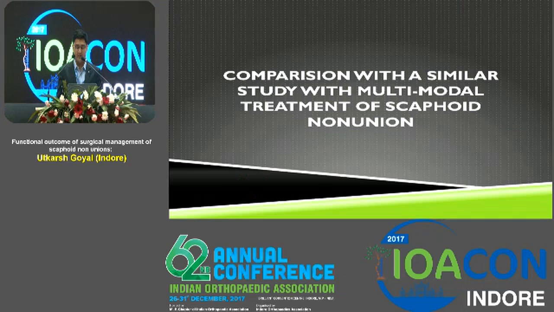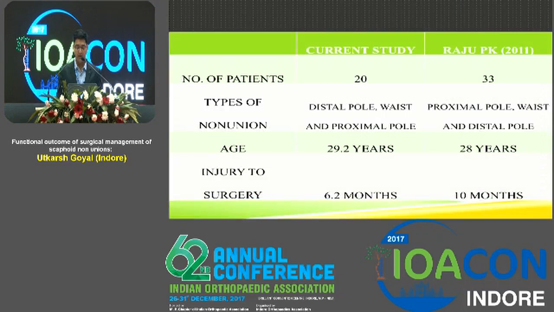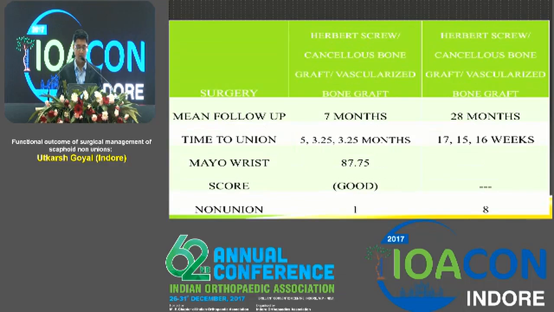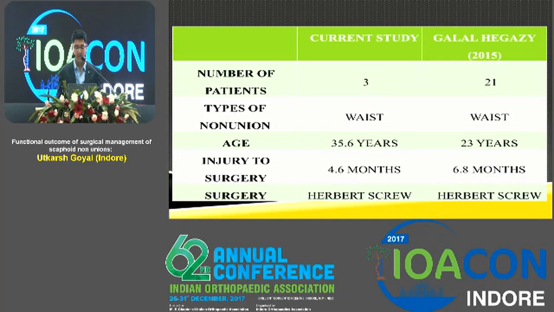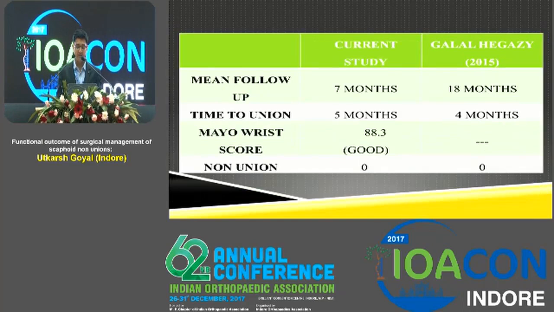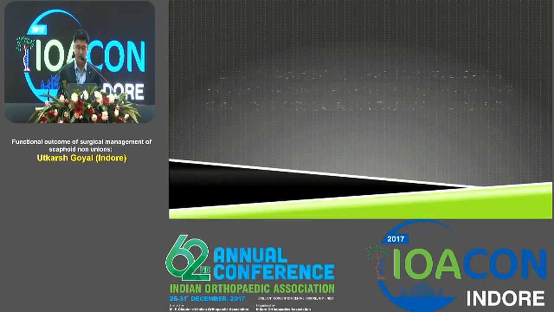Comparing our study with a similar study with multimodal treatment, Raju PK did in 2011. We had 20 patients with mean injury to surgery time of 6.2 months. With Mayo score of 87.75, we had 1 persistent non-union. When comparing with studies using Herbert screw only as treatment modality, we had 3 patients. Injury to surgery time was 4.6 months. Achieved union by 5 months and Mayo score of 88.3, which is good.